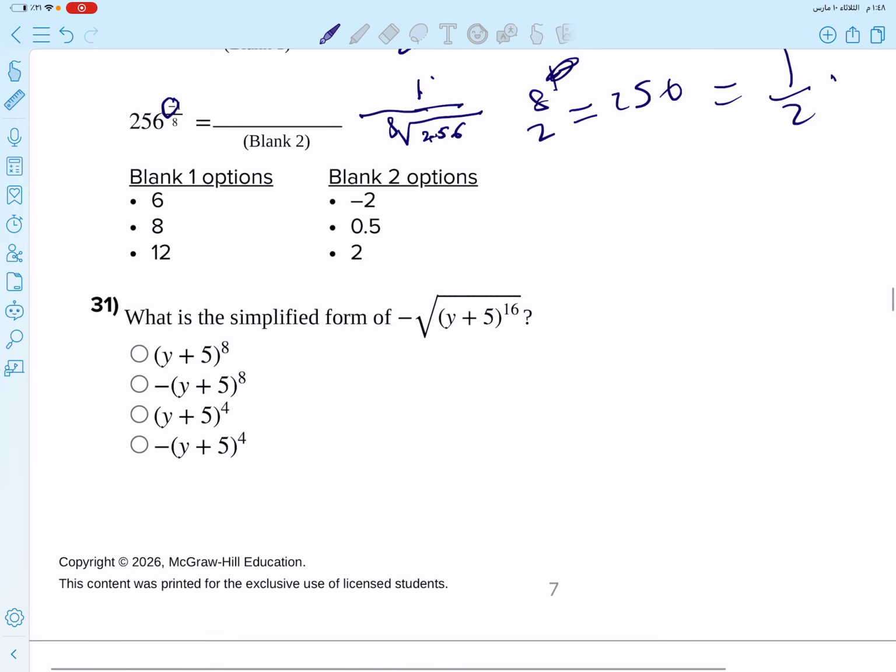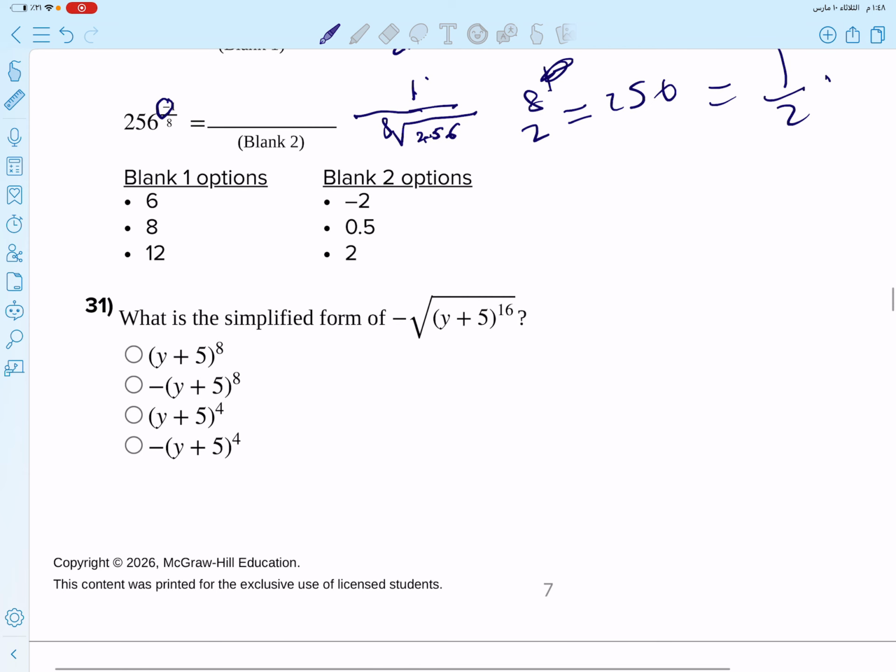Last question, what is the simplified form? How can I simplify that? I have negative here, okay, so I have negative. Now just divide 16 by 2, so it will be 8 y plus 5 to power 8. So the answer will be this.